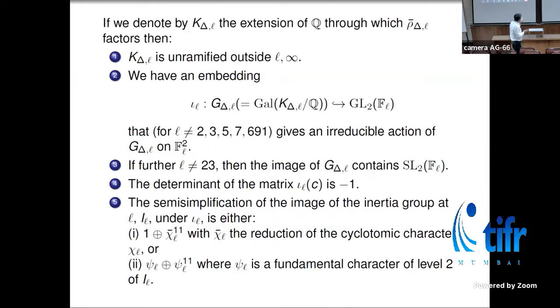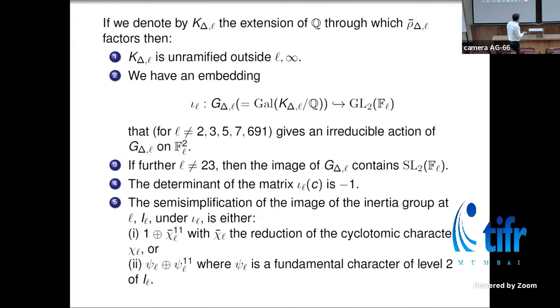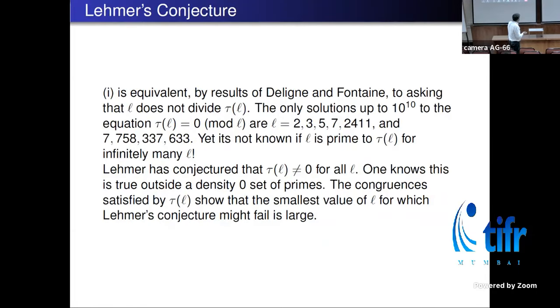The ramification property is that under this embedding of the Galois group into GL2(F_L), the inertia group at L gets mapped into one of two possibilities, right? It's either, up to semi-simplification, one, the identity plus the 11th power of the mod L cyclotomic character, or it has some different behavior, which I'm not going to go into because that happens very rarely, as we'll see. Okay, so then in the second situation, the local representation at L is irreducible, and on inertia it has this shape. Okay, so in fact these two cases are related to the property of tau(L) mod L. The first case occurs whenever tau(L) is prime to L, and the second case occurs when the local representation is irreducible, when L divides tau(L), right?